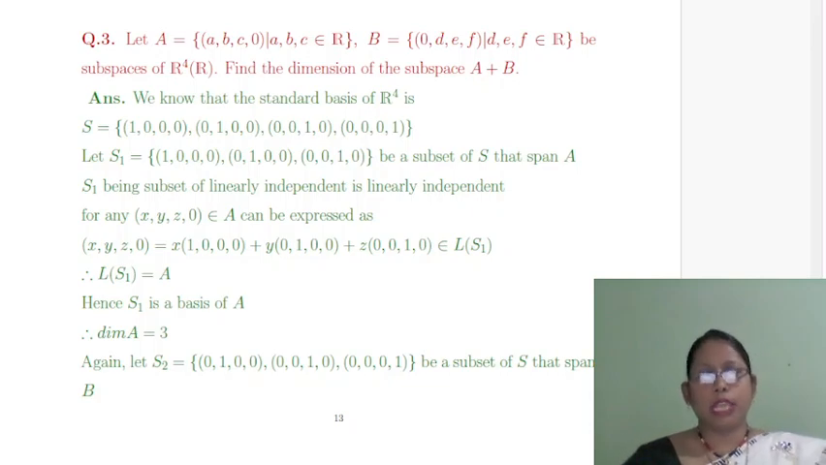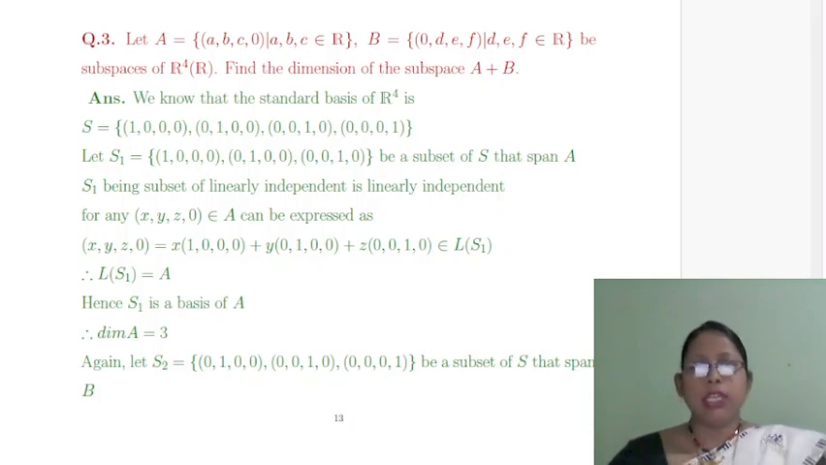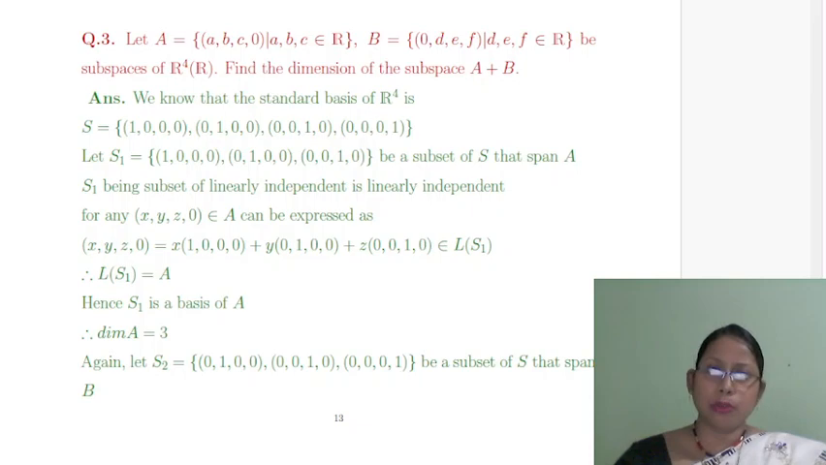Next, let A equal to the collection of all elements of the form a, b, c, 0, where a, b, c belong to R, and B is the collection of all elements of the form 0, d, e, f, where d, e, f belong to R. A and B are two subspaces of R4. Find the dimension of the subspace A plus B.